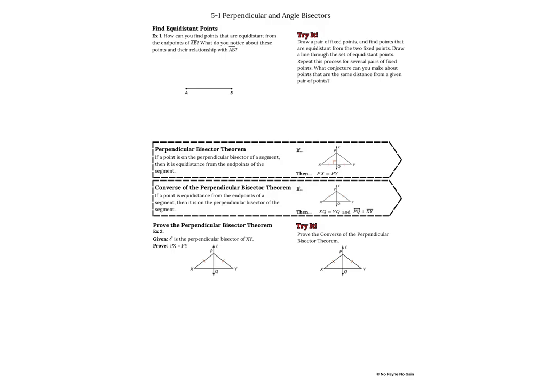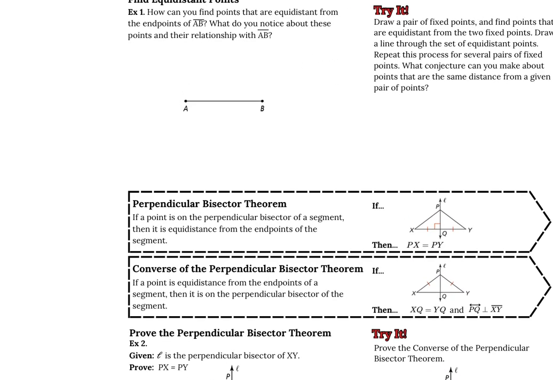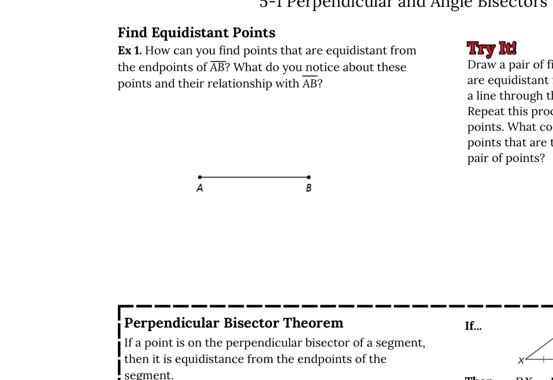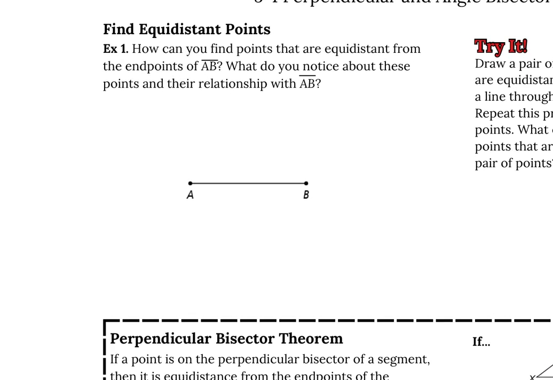5.1, perpendicular and angle bisectors. Okay, so example 1, how can you find points that are equidistant from the endpoints of AB? What do you notice about these points and their relationship with AB?